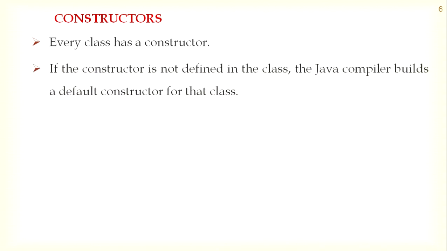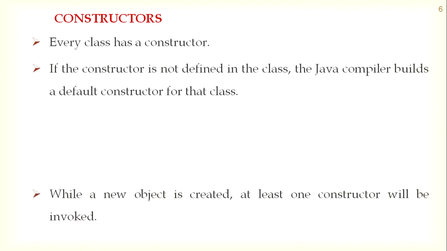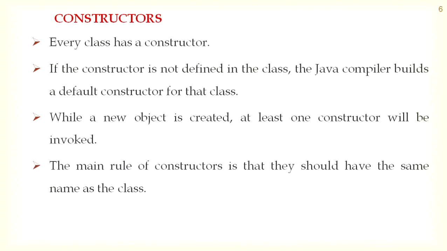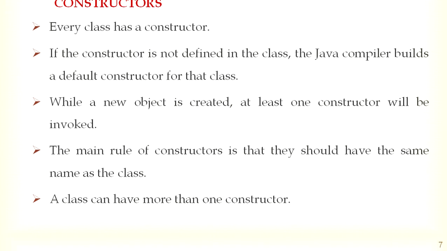Then constructors. Every class has a constructor. If a constructor is not defined in the class, the Java compiler builds a default constructor for that class. While a new object is created, at least one constructor will be invoked. The main rule of constructors is that they should have the same name as the class. A class can have more than one constructor.